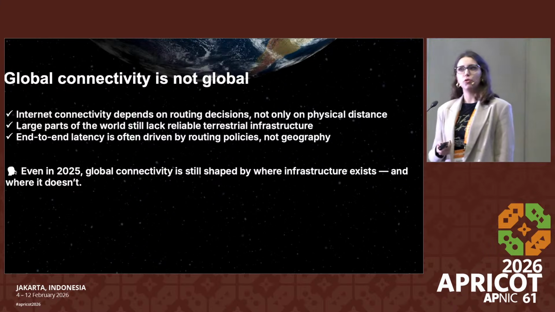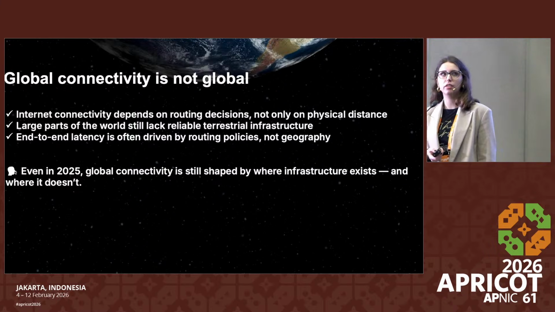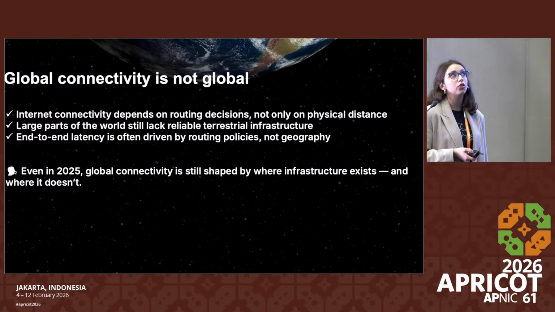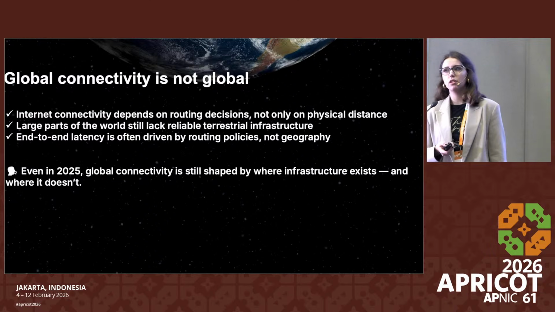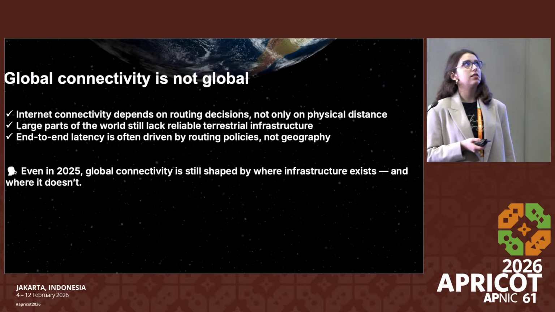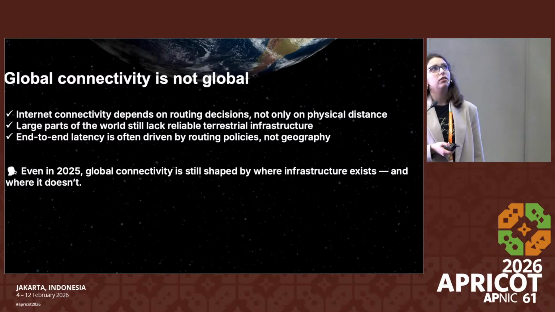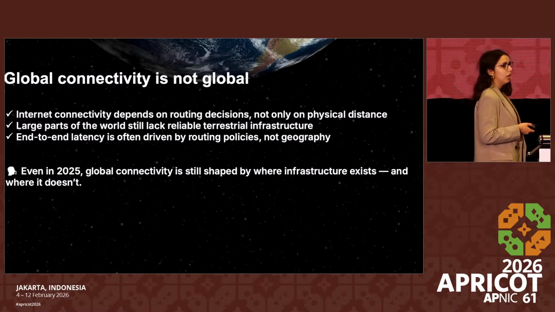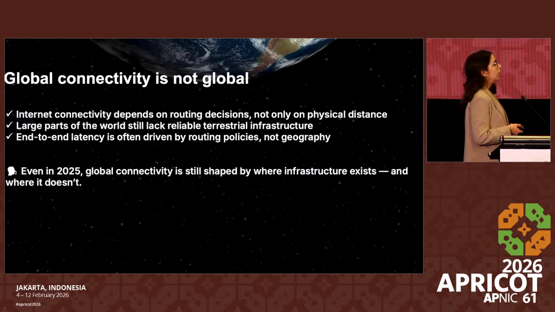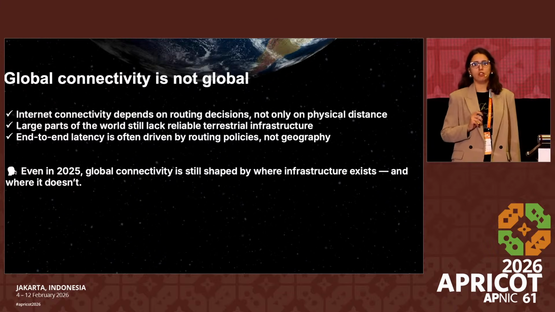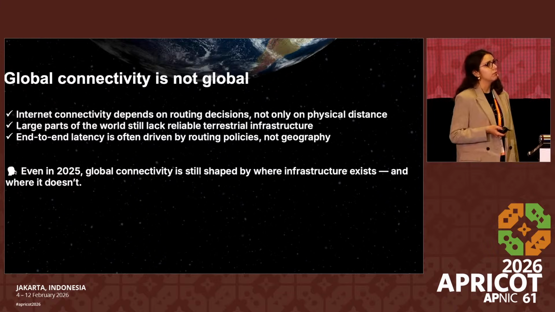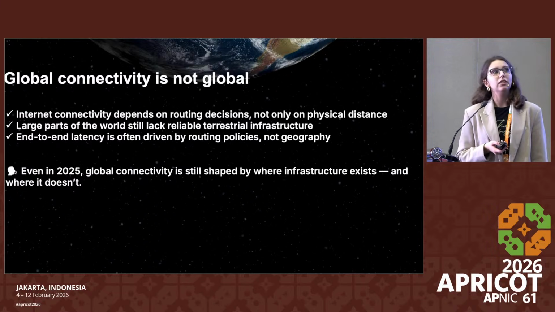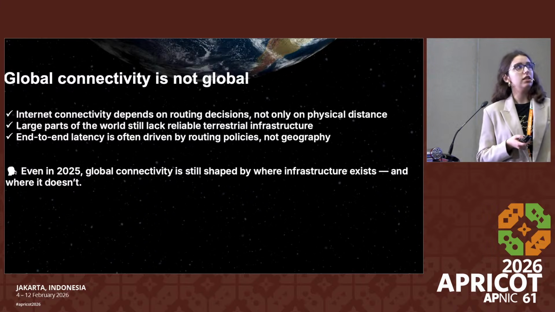So, first of all, I want to start with the claim that global connectivity is not global. Why do I think this way? Because internet connectivity depends on routing decisions, not only on physical distance. A large part of the world still lacks reliable terrestrial communication, and end-to-end latency is often driven by routing policies, not just geography. So even today, global connectivity is still shaped by where infrastructure exists and where it doesn't.